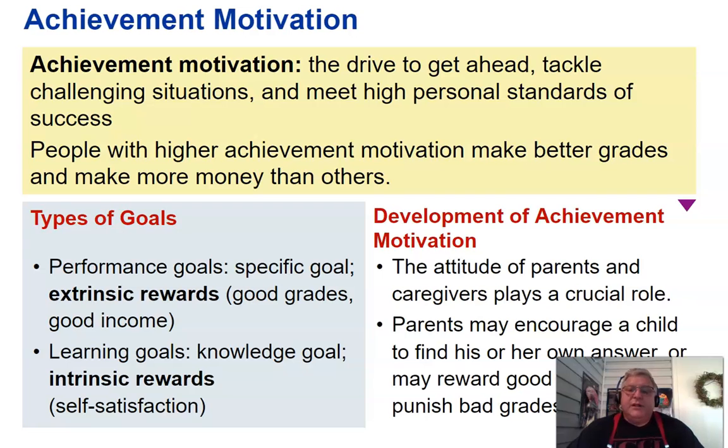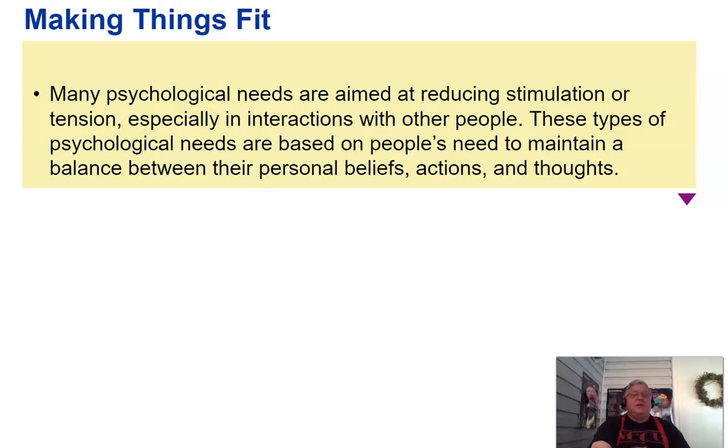Development of achievement motivation: the attitude of parents and caregivers often plays a crucial role. Parents may encourage a child to find his or her own answer, or reward them with good grades and punish them with bad grades, which tends to drive them to an extrinsic motivation. They want to be satisfied from the outside.